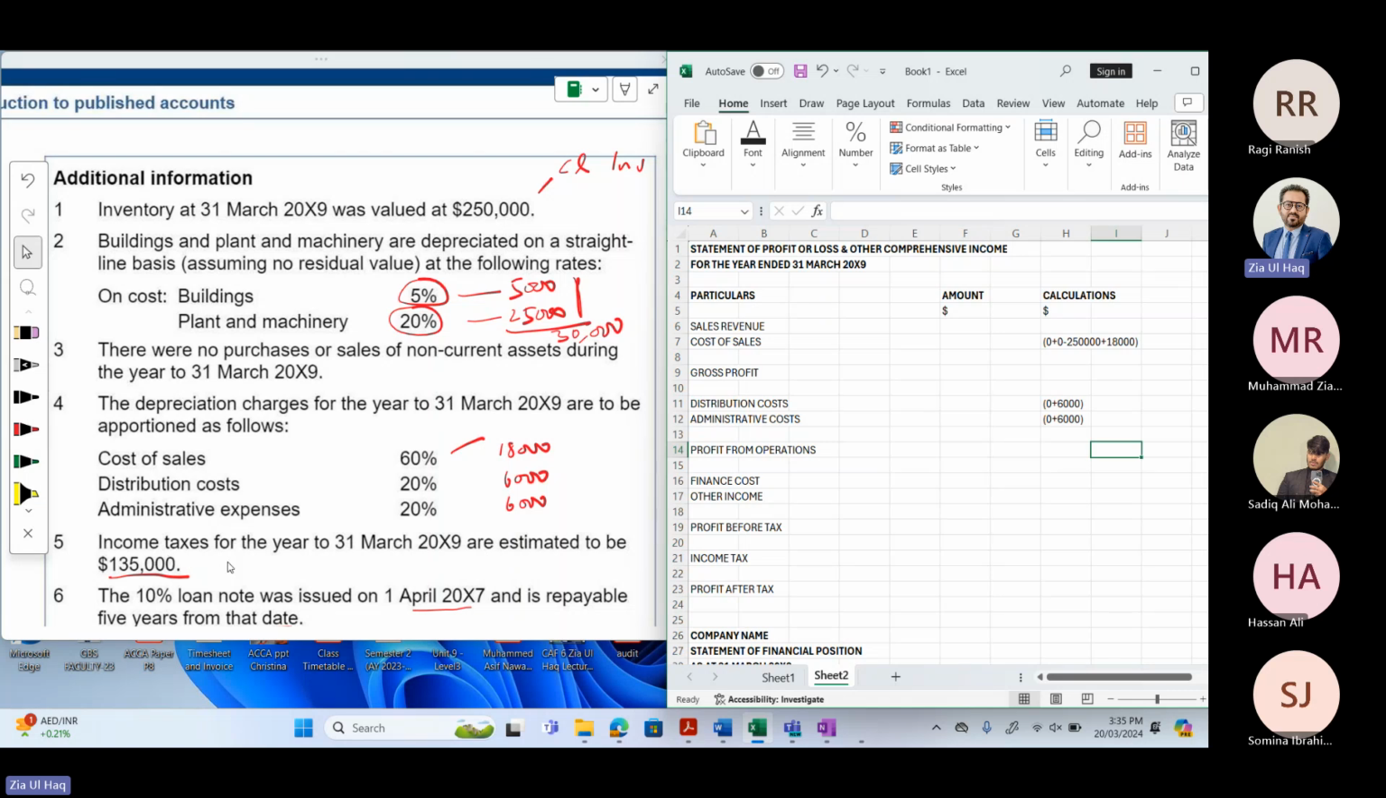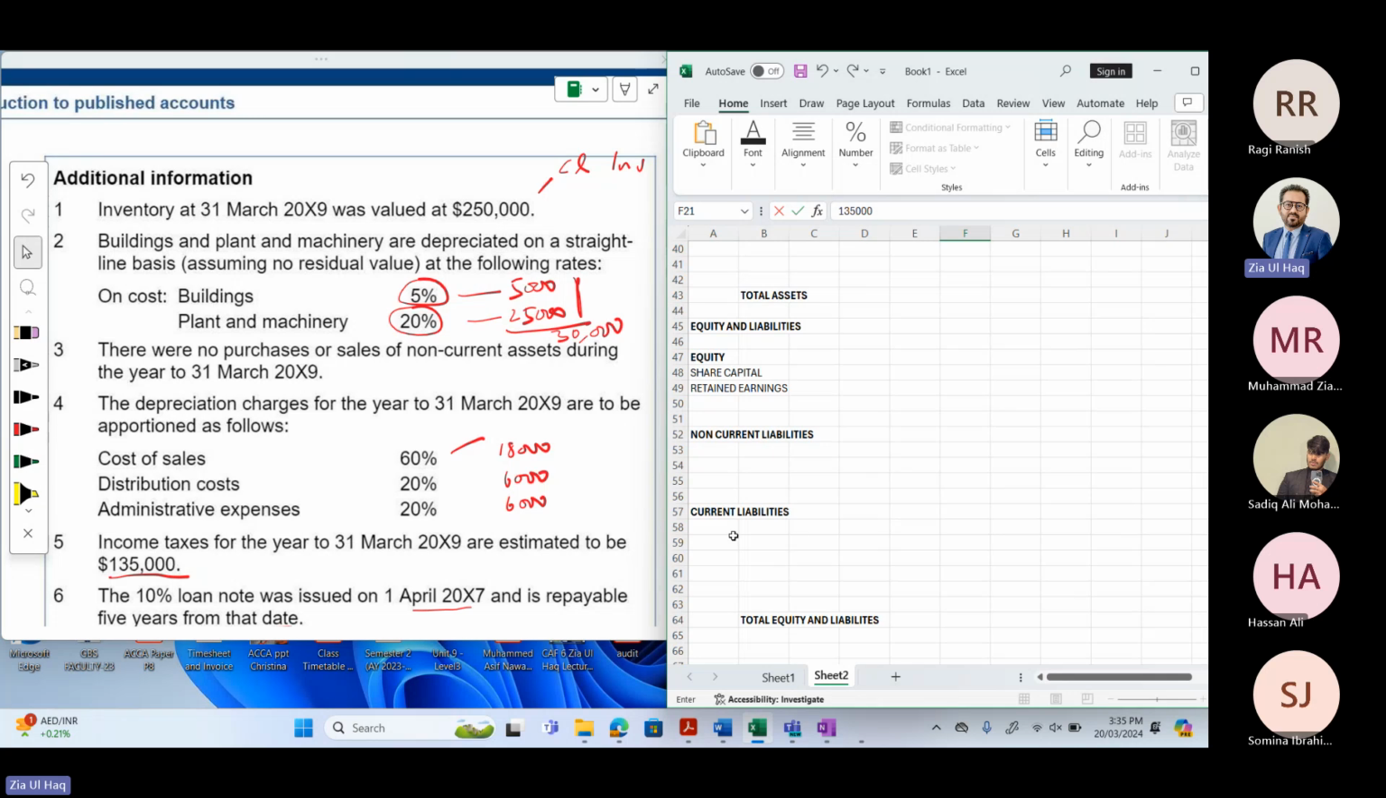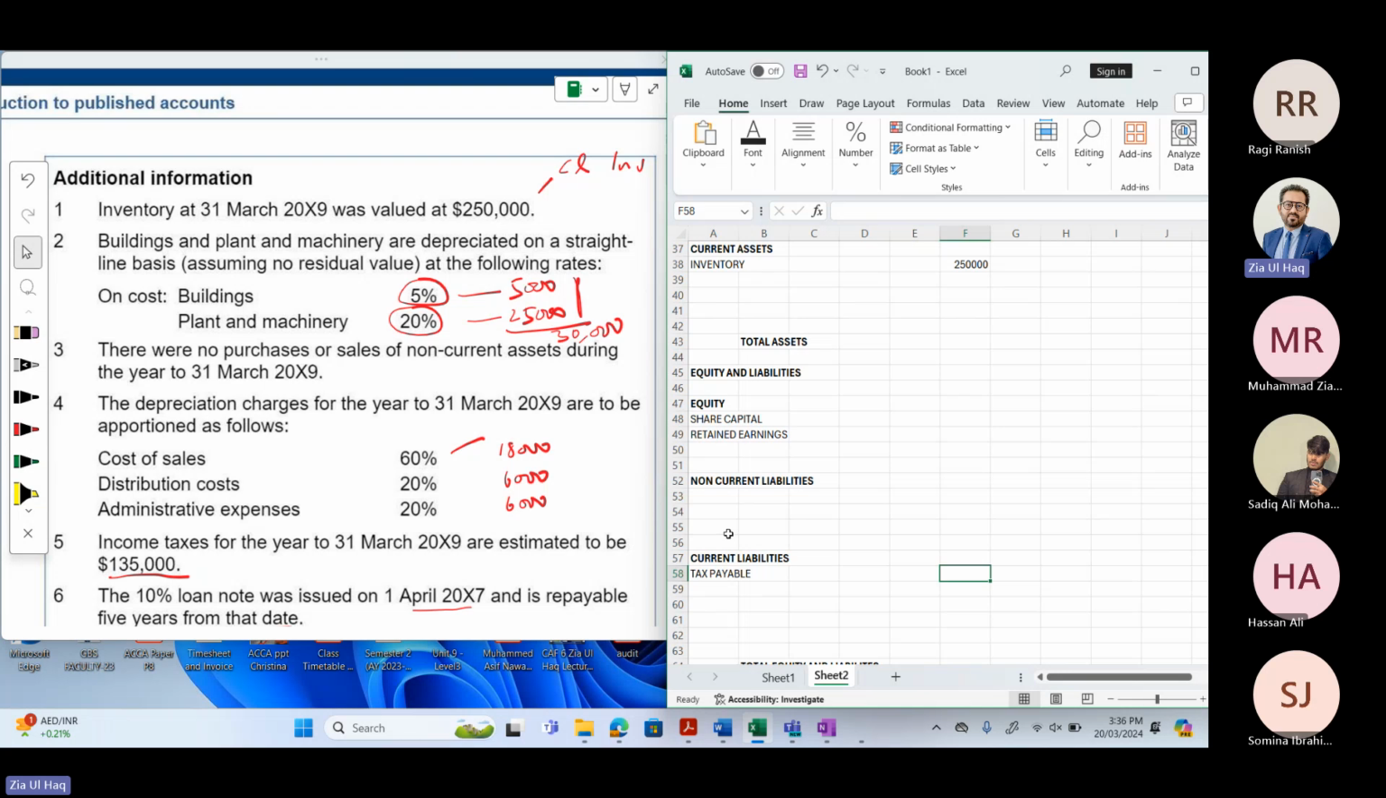Adjustment 5. Income tax for the year to 31st March is estimated to be 135,000. This means the income tax amount is 135,000. That should be recorded as tax payable in current liabilities as well. So tax payable, the amount column is 135,000. Done.